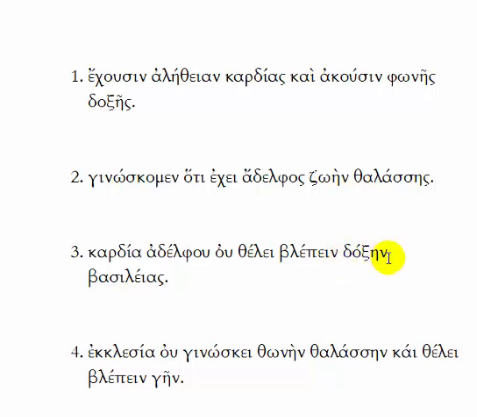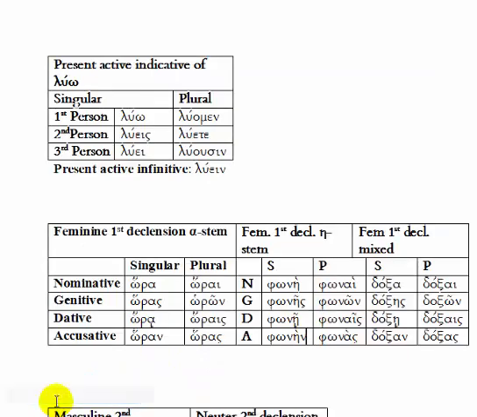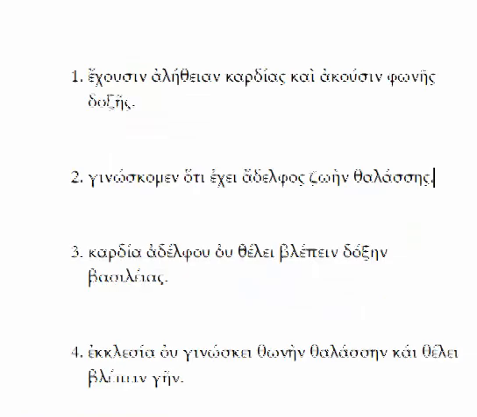Doxan. What about the an ending there? Where do we see that? Do you remember? It's like zoen here, or aletheian here. Let's take a peek. And we see indeed it is an accusative, like phonen. So again, the heart of the brother does not wish to see doxan, glory.